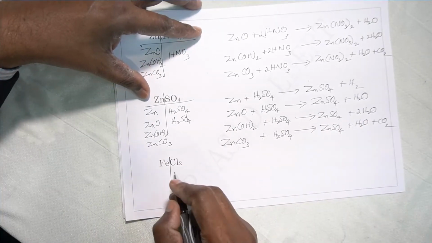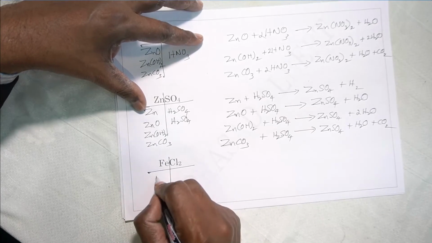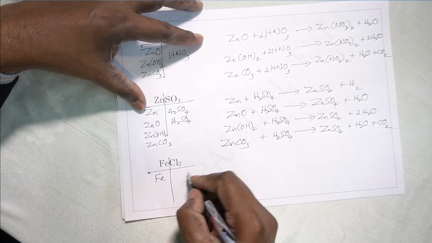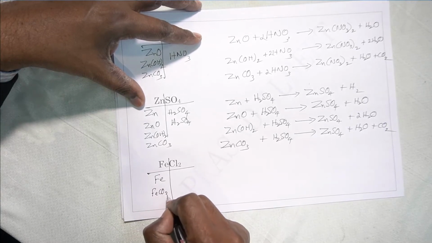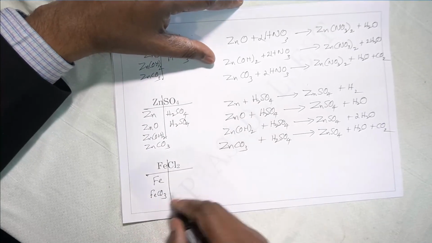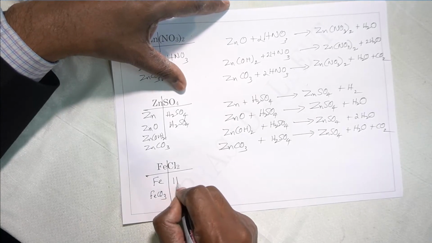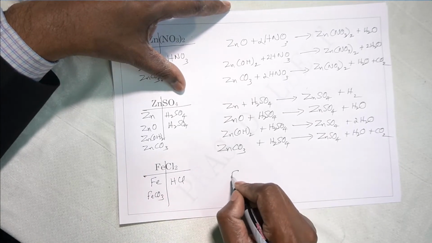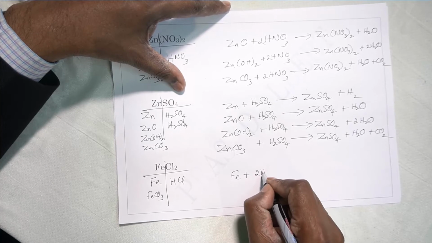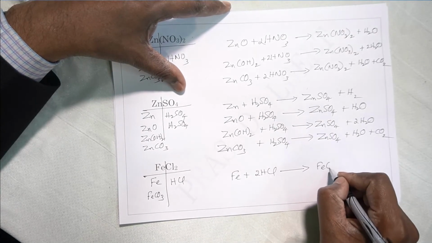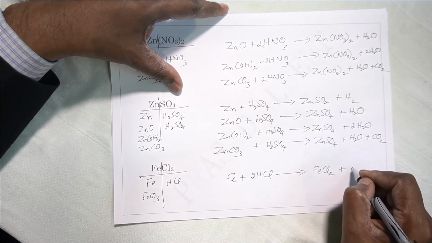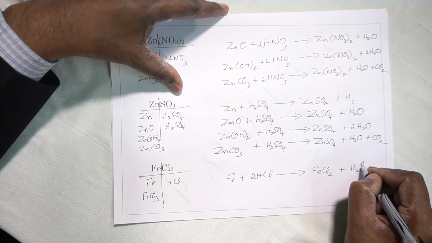Iron salt is ferrous chloride, FeCl2. So it can be metal or we can have metal carbonate. Oxide and hydroxide are usually not available. Even carbonate is rare. So HCl. Okay. So Fe plus 2HCl. Divalent metal, 2HCl is required. FeCl2 plus H2. Hydrogen gas is evolved.